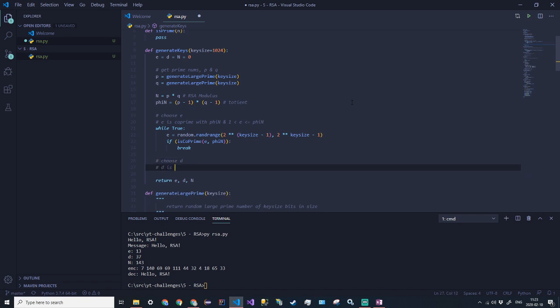Next we want to choose D. D is the mod inverse of E with respect to phi of n, and this just says, let me get the equation, E times D mod phi of n is equal to 1.